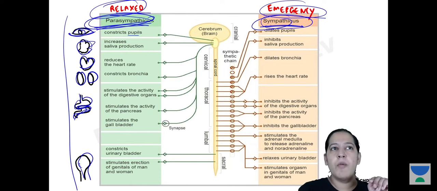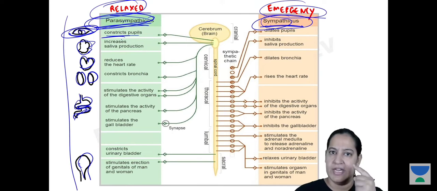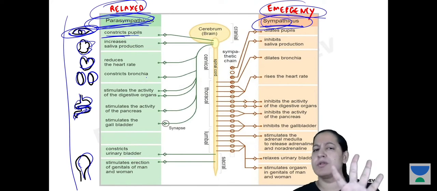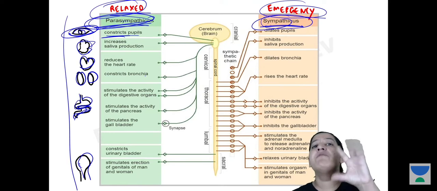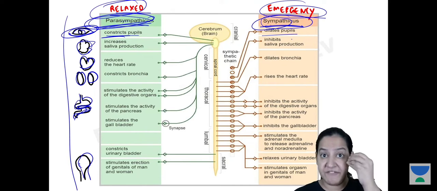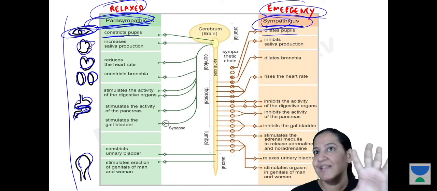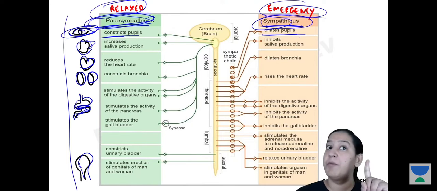So if we talk about the first organ, the pupils of the eye. Currently pupils are constricted. If you see my pupil, your pupil, it is constricted. It is narrow. We do not want a wide pupil because we are relaxed. But in case of emergency, the eyes widen, as we say. We just do mydriasis in the eye, so there is dilatation of the pupils during emergency.